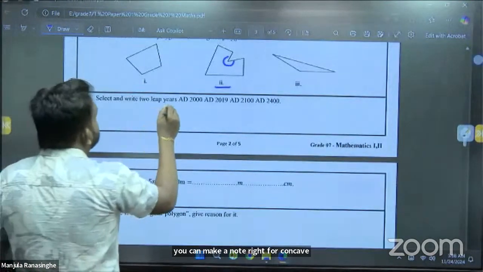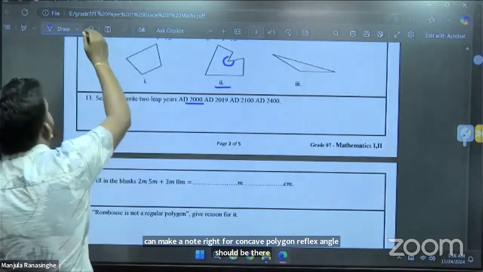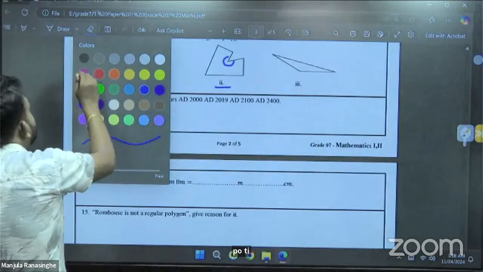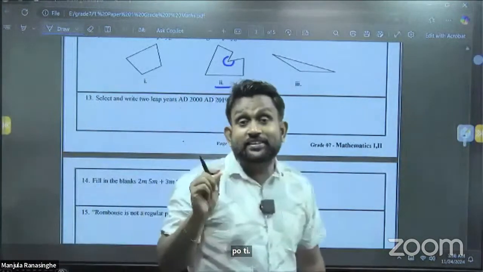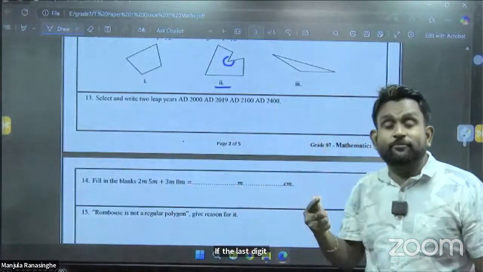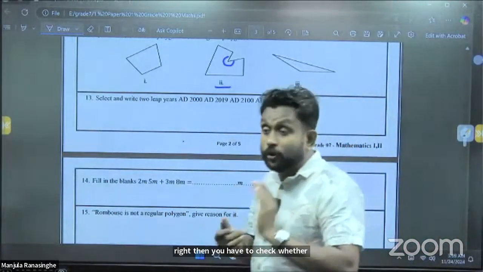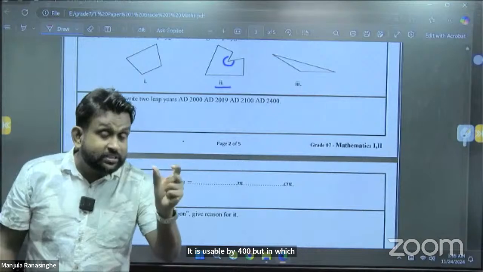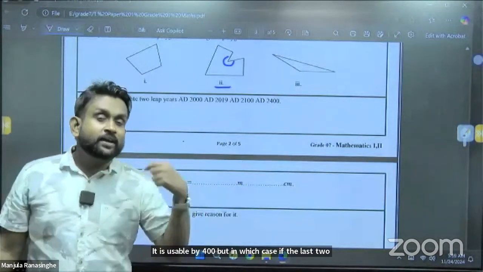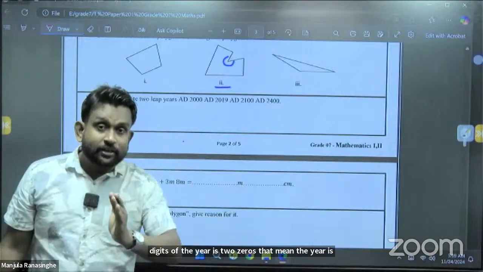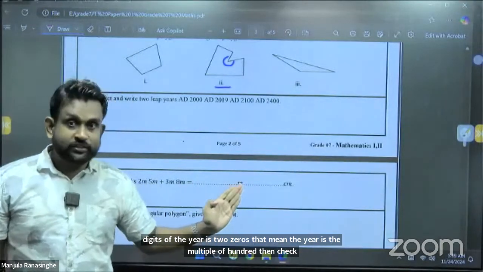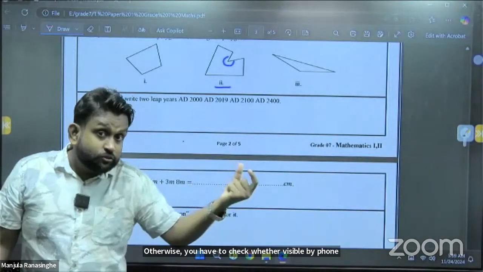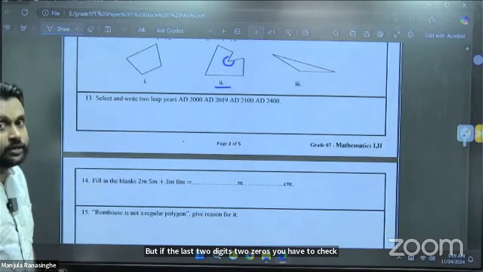Select and write 2 leap years from these. There are special rules for selecting leap years. If the last 2 digits are 0, then you have to check whether it is divisible by 400. If the last 2 digits of the year are two zeros, meaning the year is a multiple of 100, then check whether it is divisible by 400 or not. Otherwise, you only check whether it is divisible by 4.